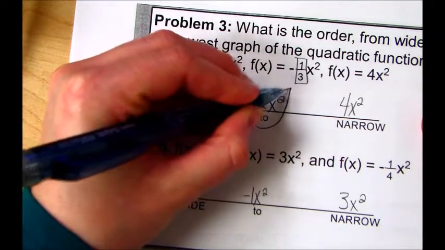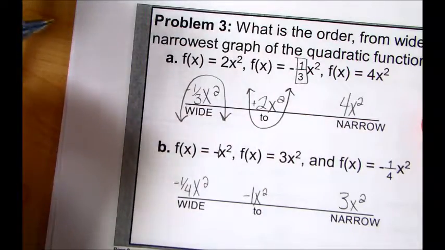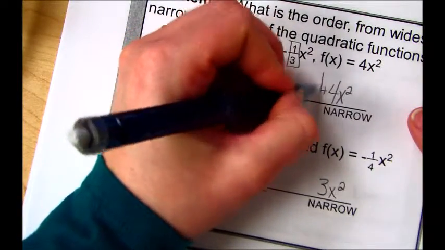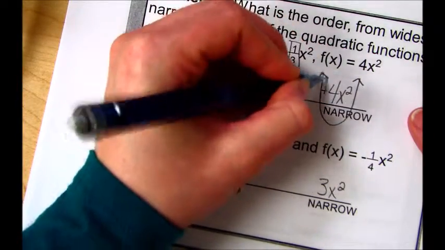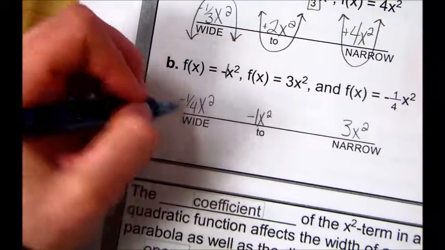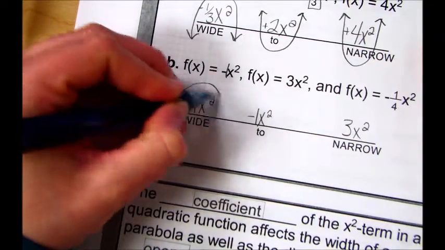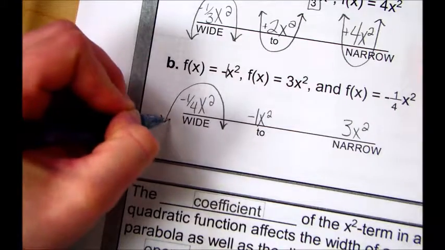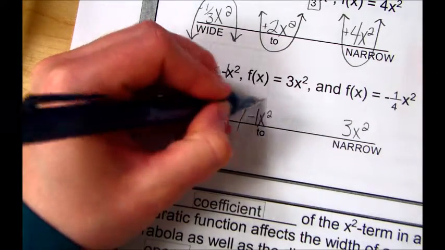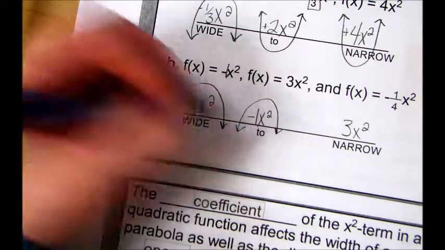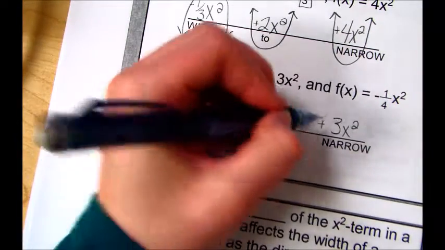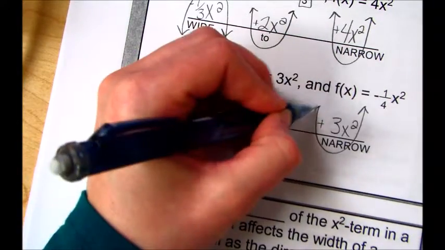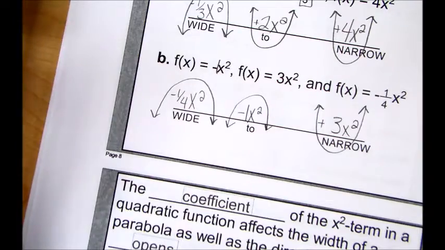That would be a regular parabola because it's positive. This one's positive. It would also be a regular parabola because it's positive. See how this one's negative? It would be an upside down parabola because it's negative. See how that one's negative? It would also be an upside down parabola. See how this one's positive? It would be a normal parabola. I just want to make sure that I showed you that.